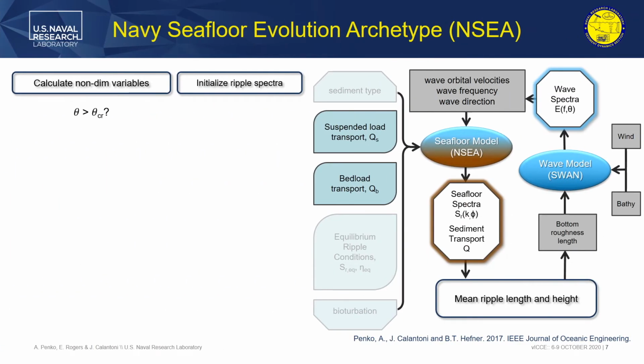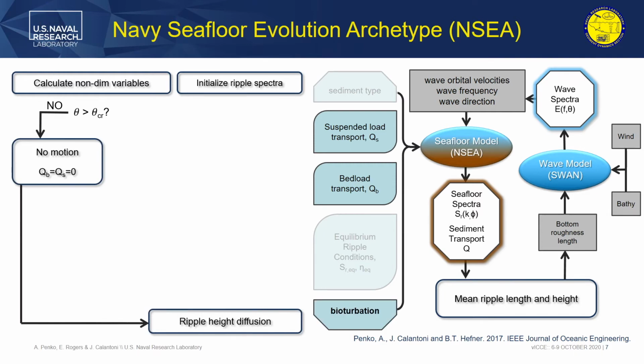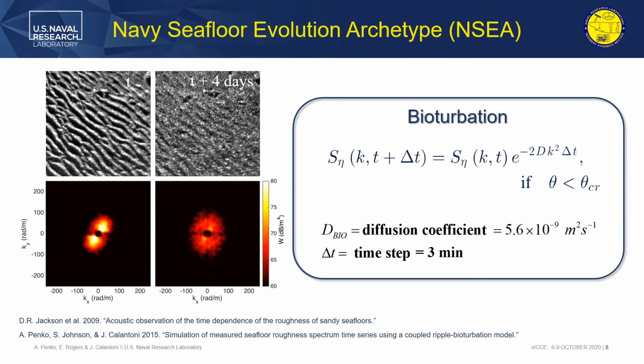What we do is we look at the Shields parameter and compare it to our critical Shields parameter for incipient motion. If it is lower, then we know that there is no motion, and therefore the bioturbation kicks in and the ripple heights diffuse out. The bioturbation is using an exponential decay with a diffusion coefficient D, which is taken from Jackson et al. in 2009. The horizontal diffusion coefficient was determined from observations of backscatter intensity, and it's within the typical range that Jackson denoted in 2009.